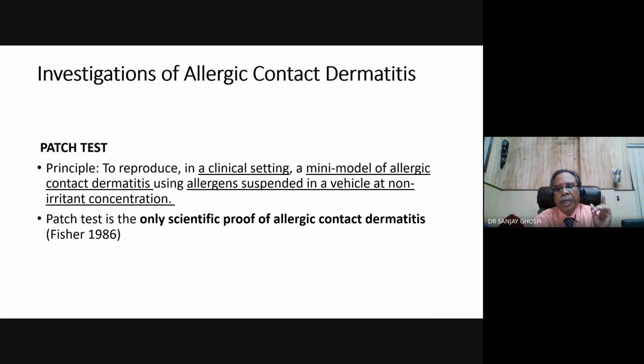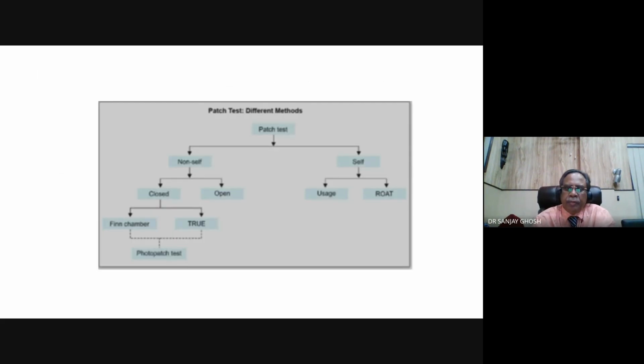Number two, that was probably the first evidence-based proof of any dermatological condition apart from the biopsy. So this way we could prove that it is really a case of allergic contact dermatitis. Now, if we patch test, either the patient can do it themselves, that is the self method, using a ROAT, repeated open application test, or non-self, that is done by the doctors, a closed one or open one. It could be done by Finn chamber or TRUE test. I'm coming to that later. And this Finn chamber and TRUE test can be used as a photo patch test.